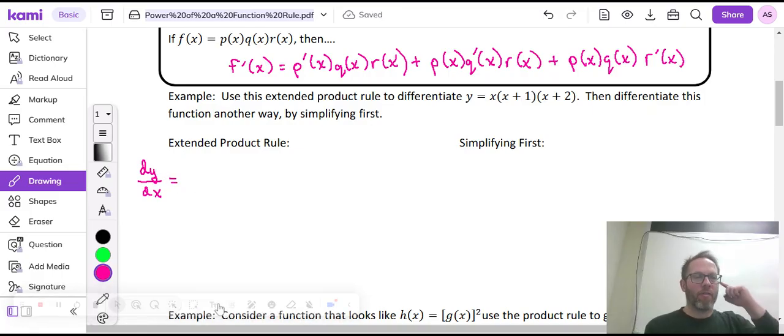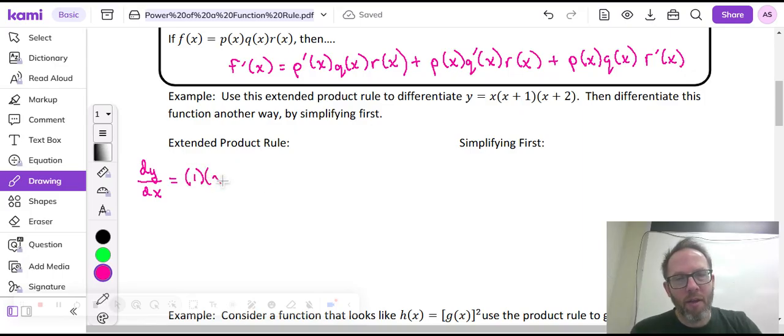Dy by dx. All right, so we differentiate the first function, x. The derivative of x is 1. And then you leave the other two guys alone, x plus 1, x plus 2. And then you leave the first one alone, x. You differentiate the second one. The second one is x plus 1. And the derivative of x plus 1 is also 1 times x plus 2.